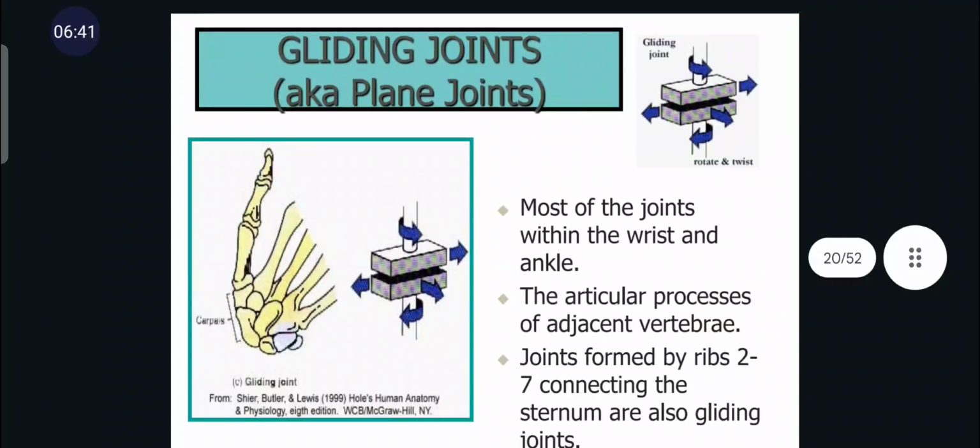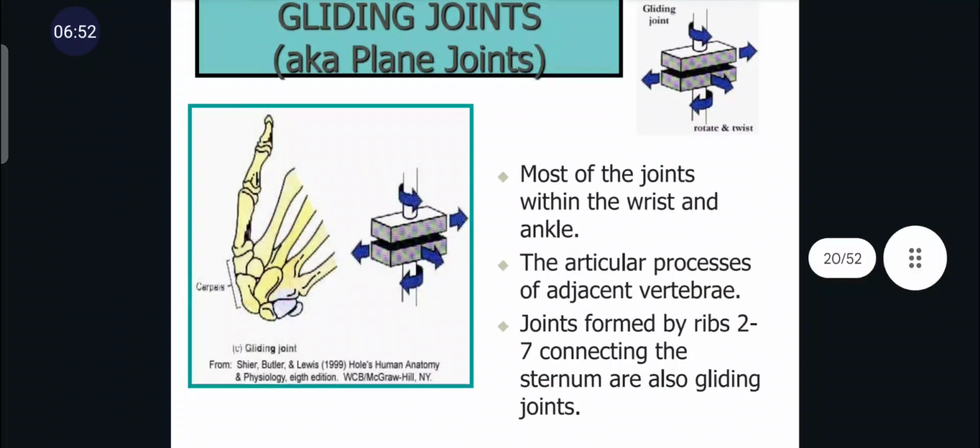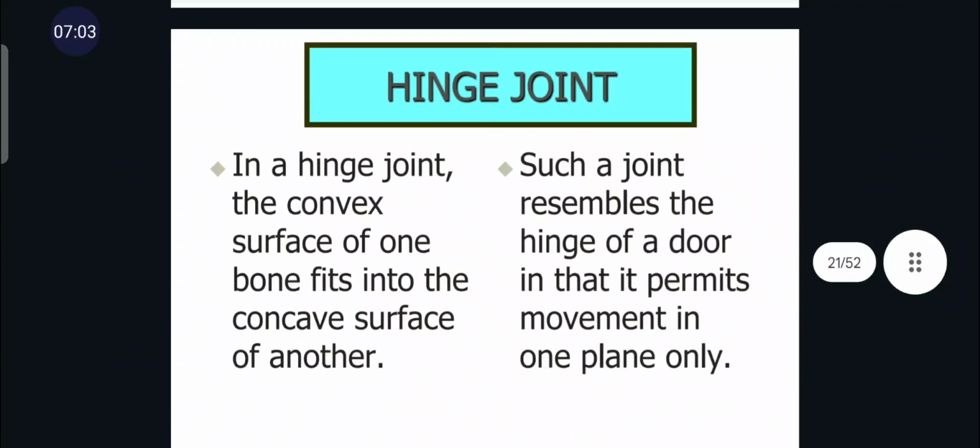Gliding joints, these are the joints between the bones of the wrist and the bones of the ankle. The articular processes of adjacent vertebrae, and the joints formed by ribs 2 to 7 connecting to the sternum, are also gliding joints. The bones glide over each other in this type of joint.